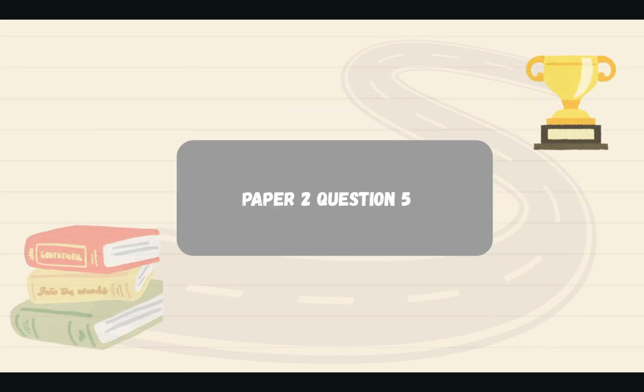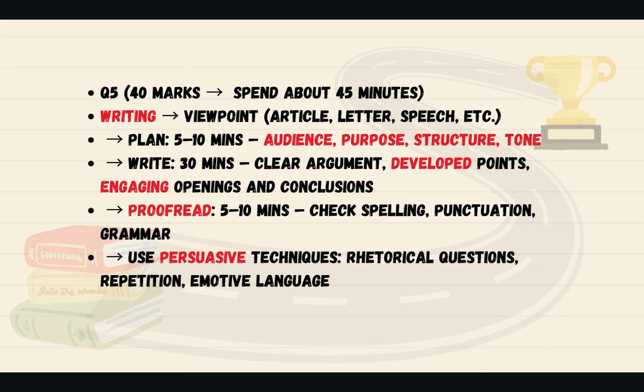Paper 2 question 5 is worth 40 marks, and you have to spend about 45 minutes on this question. This is the writing section where you have to look at a viewpoint, for example in an article, letter or speech. You have to plan this answer for about 5 or 10 minutes and look at the audience, purpose, structure and tone. You have to write for about 30 minutes, where you develop a clear argument, developed points, and engaging openings and conclusions.